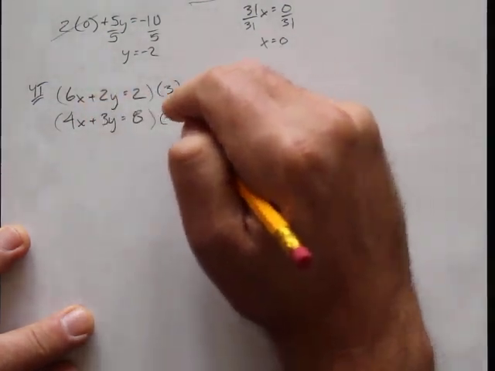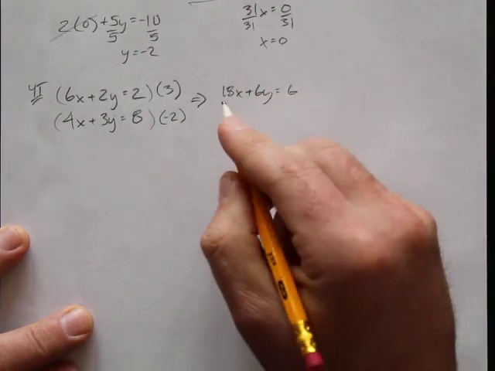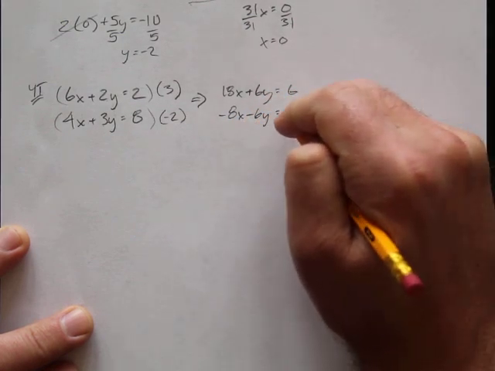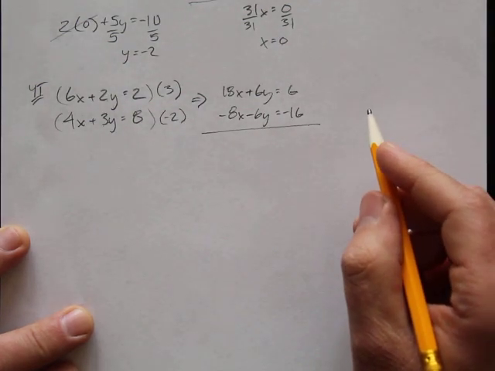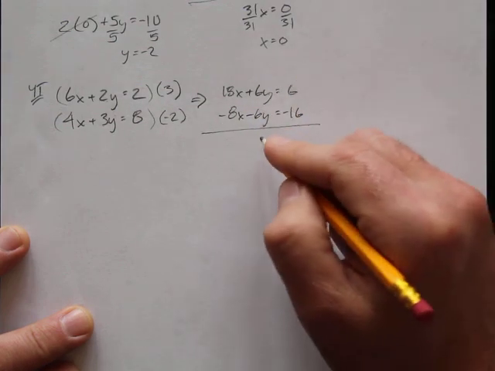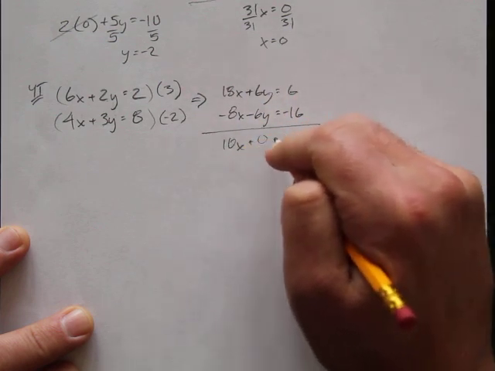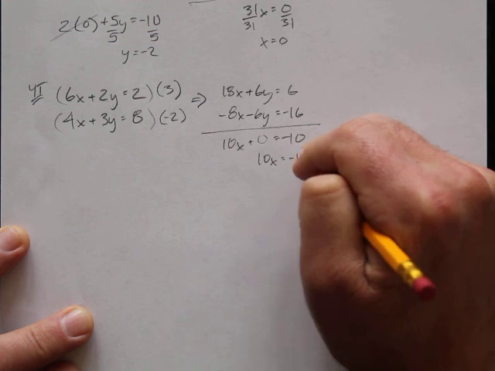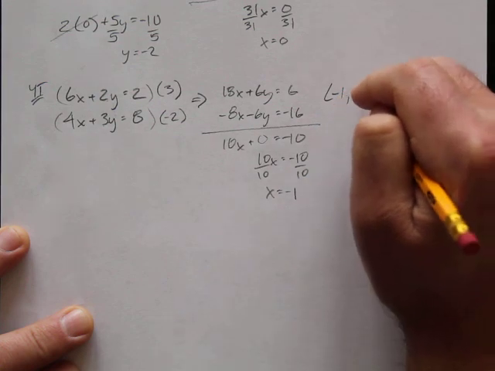Okay, so when I multiply all this out, I get 18x plus 6y equals 6 over negative 8x minus 6y equals negative 16. All right, now I am going to eliminate here. So 6y minus 6y is going to get me 0. 18 minus 8x is going to get me positive 10x plus 0 equals negative 10. And so I have 10x equals negative 10. Divide both sides by positive 10. X equals negative 1. Negative 1 is my x value.